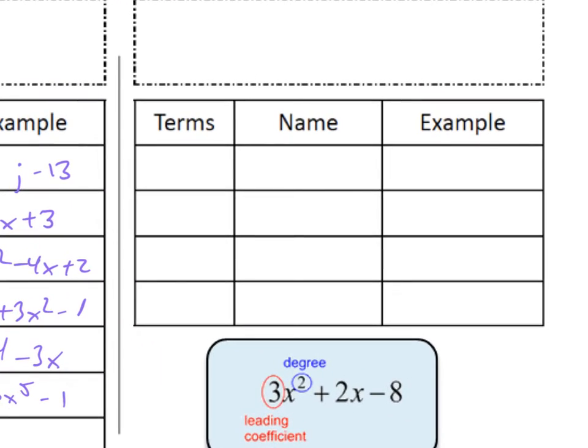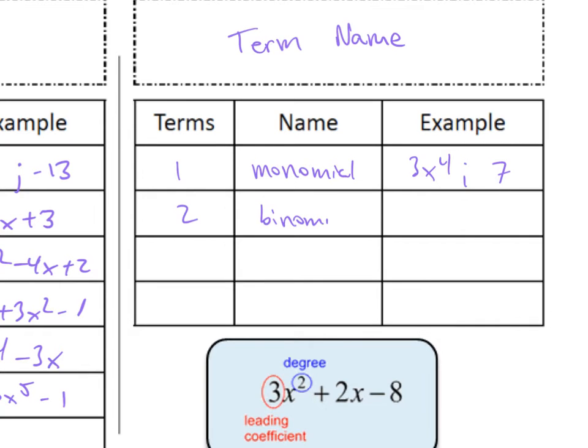It's also going to get a name by its terms. So how many different spaces it has. The term name, if it's only got one term, it's called a monomial. So 3x to the fourth or 7 or something. 2 is a binomial. So 2x cubed minus 3. 3 is a trinomial. So x to the fourth minus 3x squared plus 2x minus 1.